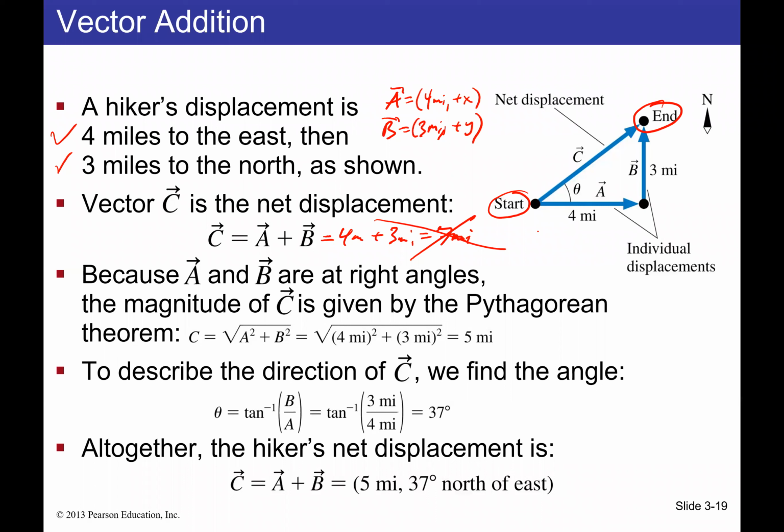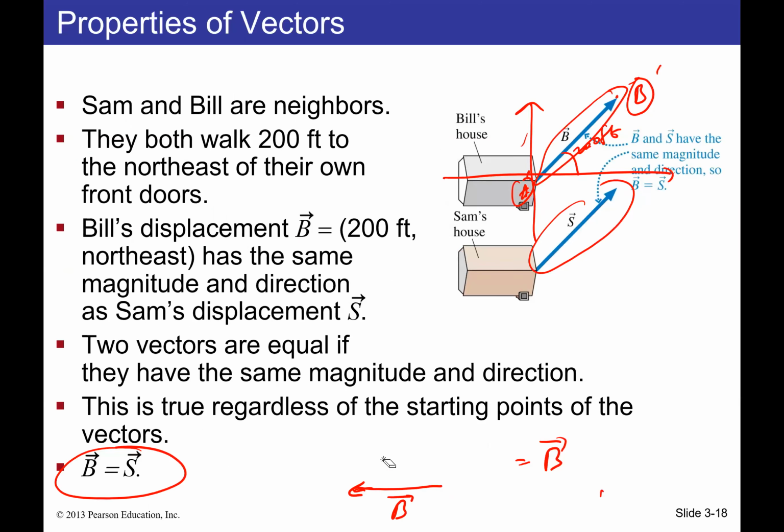That's the reason it's wrong, because those two vectors, A and B, are not on the same axis. Let me explain when you can actually algebraically add two vectors together. Let me go back and give you that example.